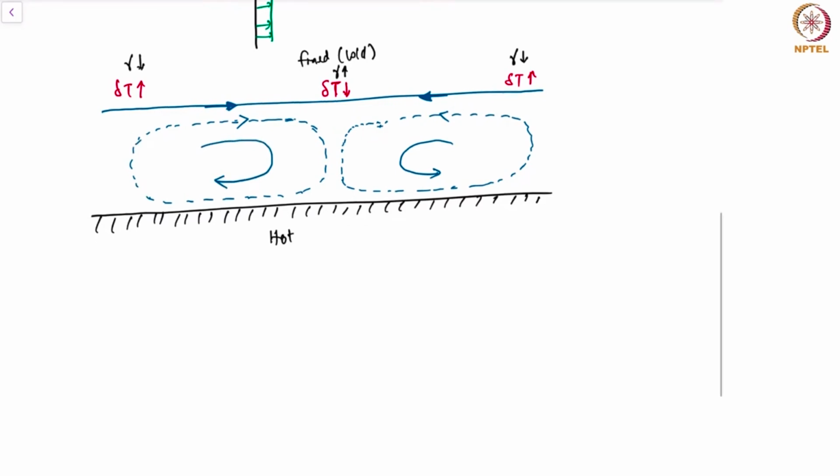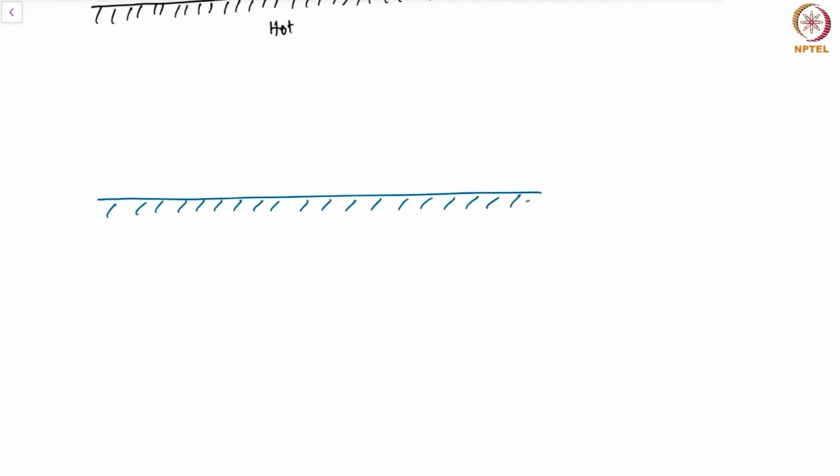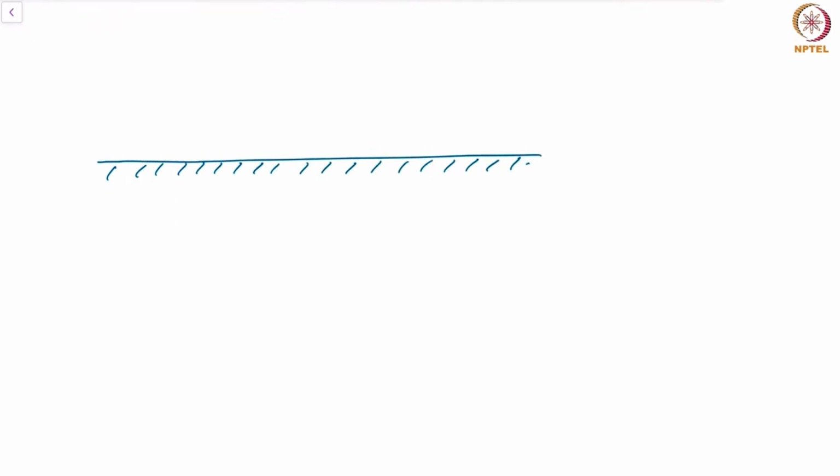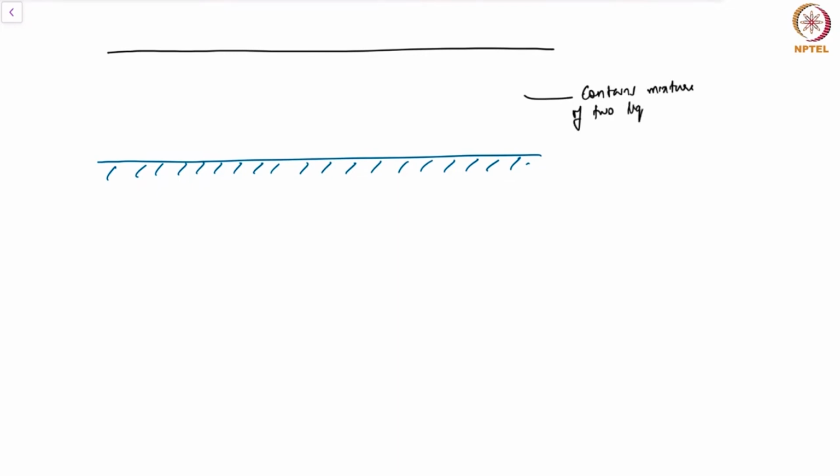Now you could also have another situation where you have a container in which there is a fluid. This fluid actually contains a mixture of 2 liquids with different surface tensions.